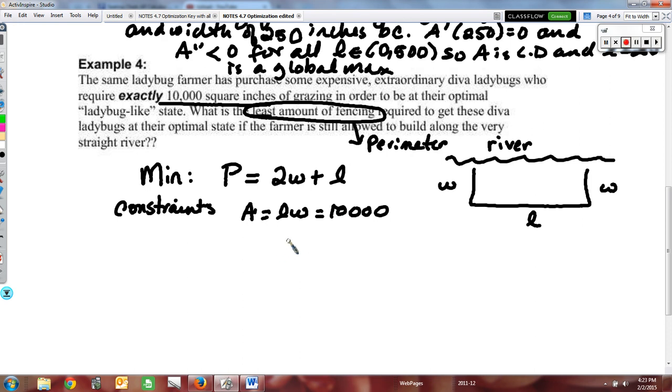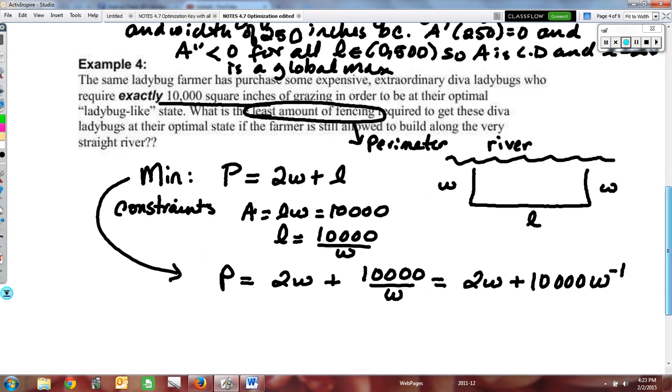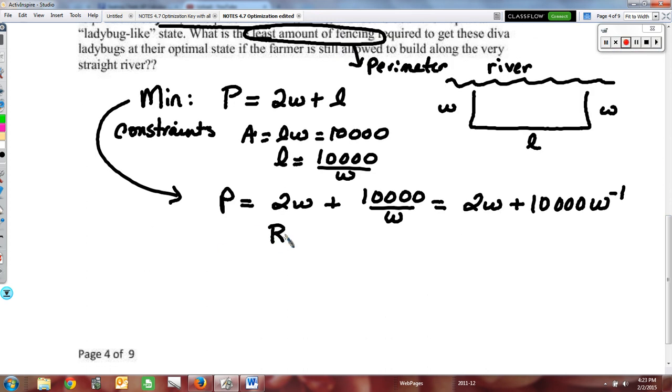Now, in terms of simplifying, I would probably just solve for L. It'll probably be easier. So we have 10,000 over W. We do our substitution. So P equals 2W plus 10,000 over W. And just because I think it's easier to take the derivative, I am going to write that as 10,000 W to the negative 1. I'm going to figure out my relevant domain.